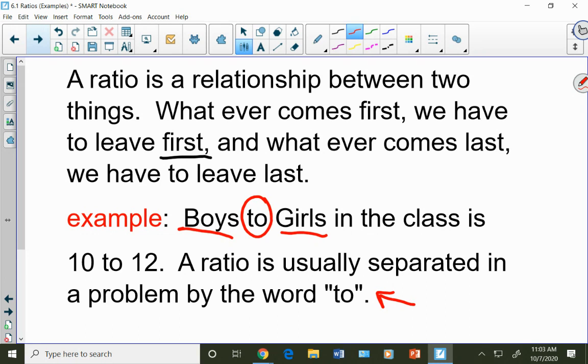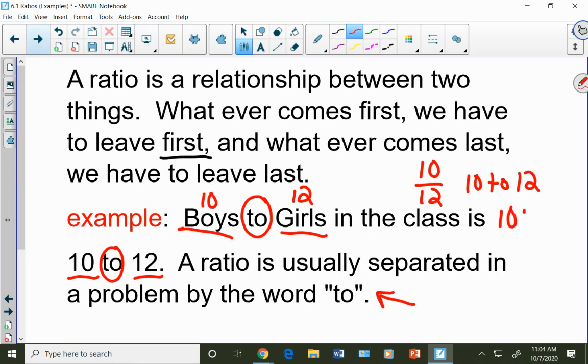Now, in the numbers here, 10 comes first and 12 comes last. Well, 10 has to go with boys because boys is first. 12 has to go with girls because girls is last. So the ratio of boys to girls is 10 to 12. That's one way to write it. Or 10/12. It's the second way to write it. Third way to write it is with the colon, where it looks like a digital clock. Okay? So the ratio is 10:12 in this case. Remember, whatever comes first has to be first, and whatever comes last has to be last.